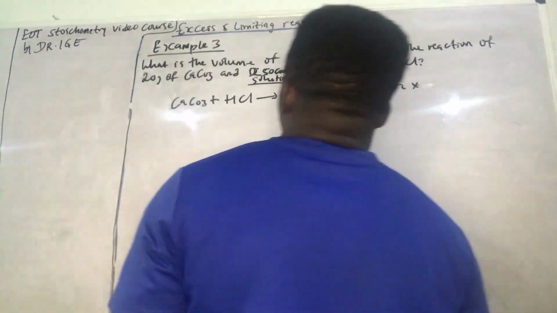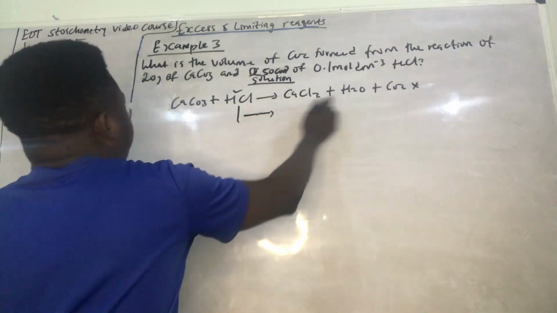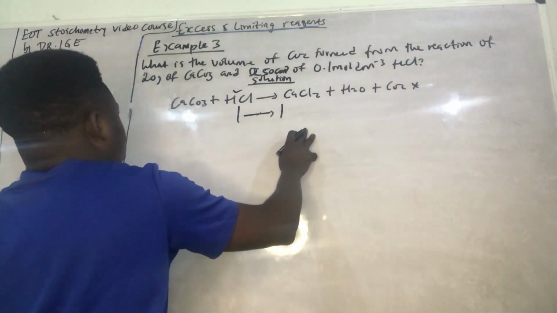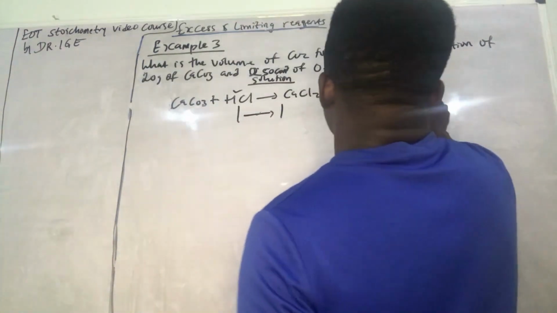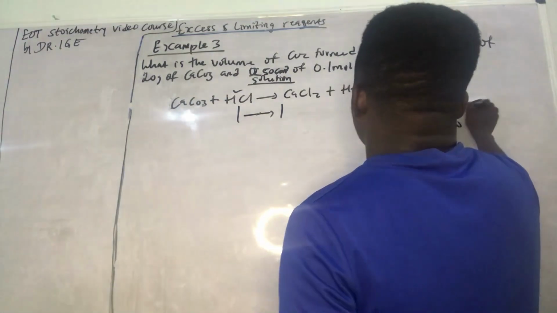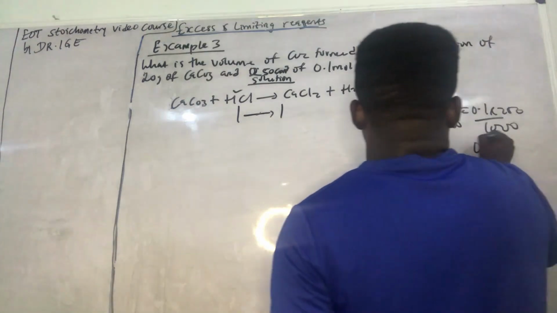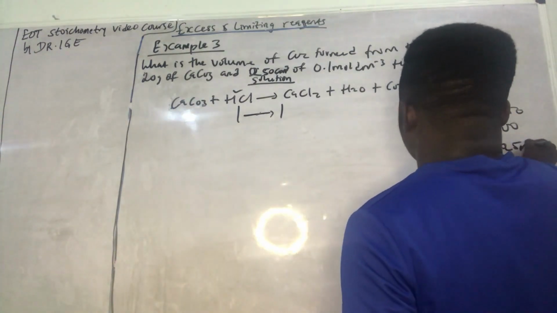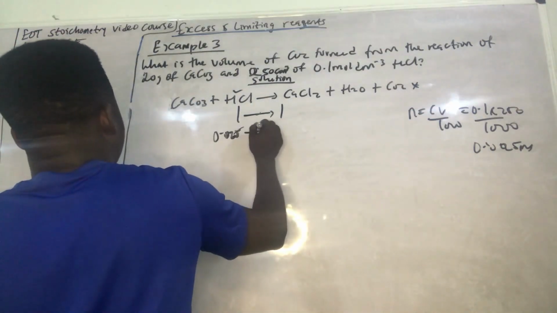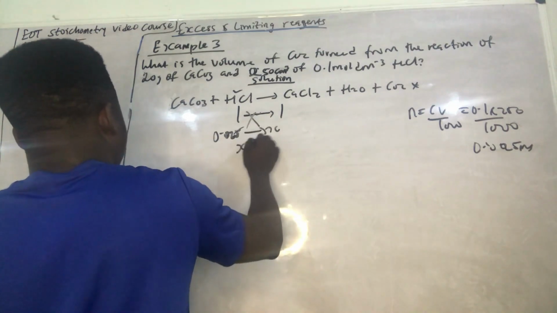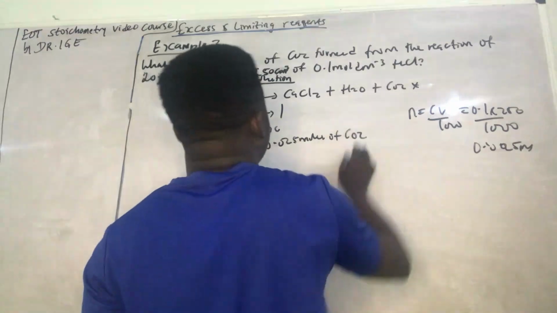Okay. Now, what is our limiting reagent just now? It says HCl. So 1 mole of HCl produces what? 1 mole of CO2. So we now use this value to look for the actual moles of this. So n is what? CV over 1000. C is what? 0.1 times 250 over 1000. That was what? 0.025 moles. So 0.025 moles of HCl will give me X. Obviously, it is 0.025 moles of CO2.